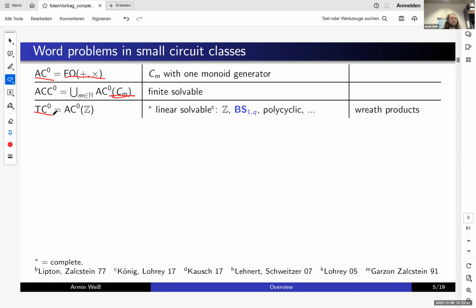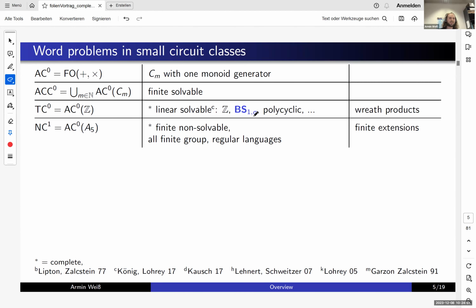Now, up to TC0, we only get word problems of solvable groups. It's also an open question whether there is a non-solvable group with word problem in TC0. If we add the first non-solvable group we can think of, the alternating group of order 60, then we get this class NC1. And in this class, we can do word problems of all finite non-solvable groups. So in total, we can do all finite groups, because one can show that the word problem of the integers is in NC1.